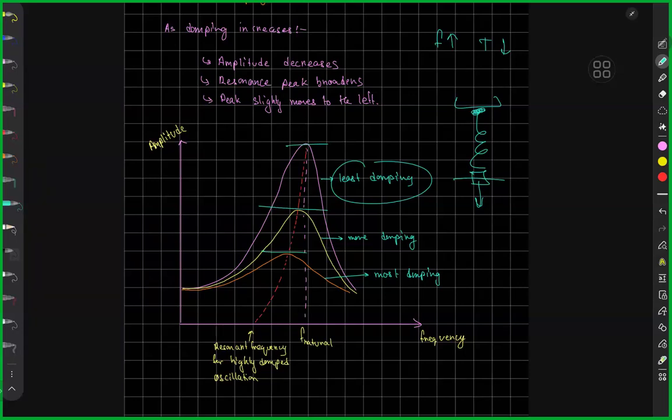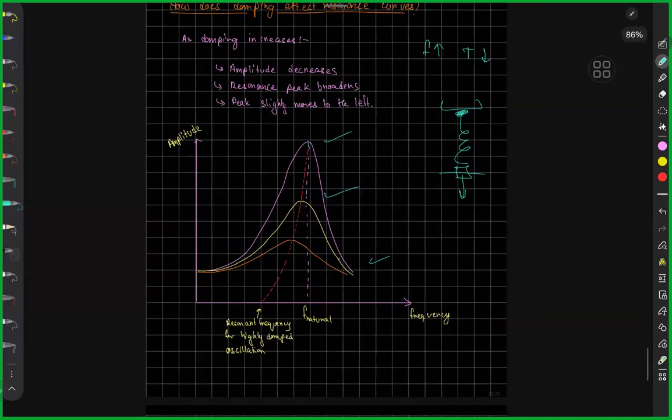So if you connect the peaks, you see some amount of this representation. That is the red dotted line. That shows how the peaks vary with respect to damping. Okay. So basically, I have different amounts of damping, right? And that different amount of damping results in different amplitude and different natural frequency of the object, right? So this is how the graphs will change.